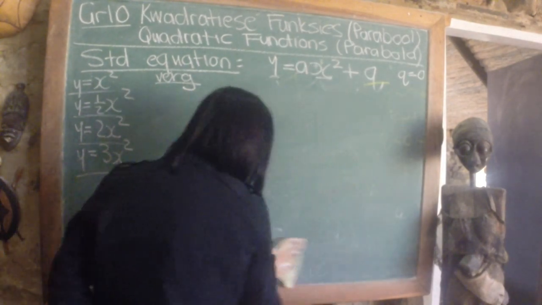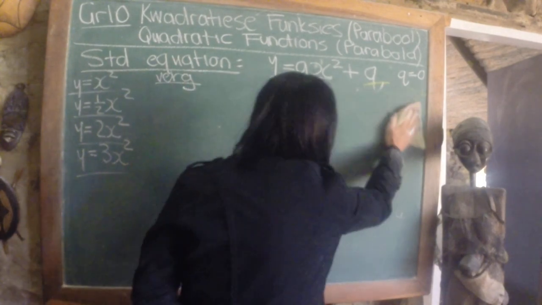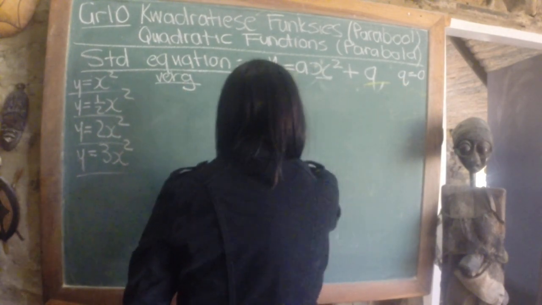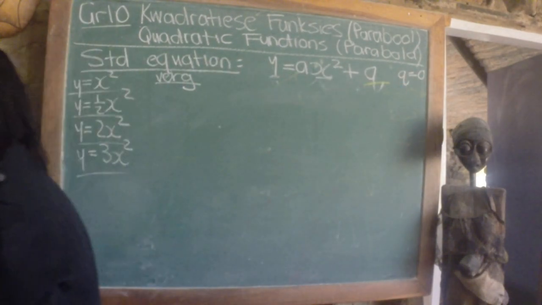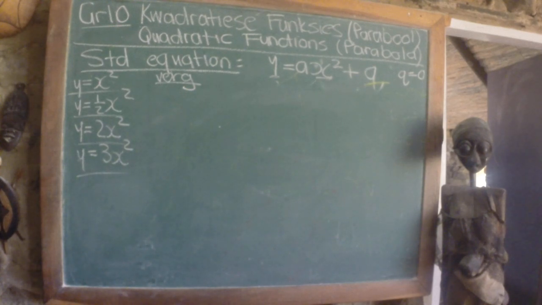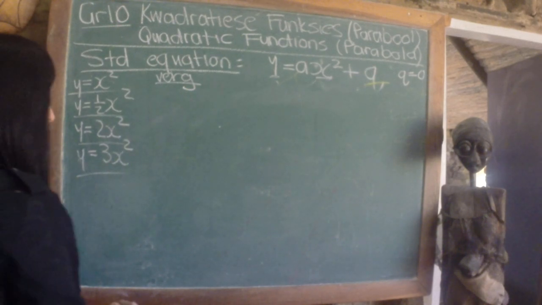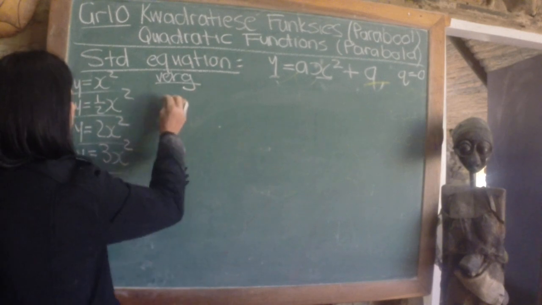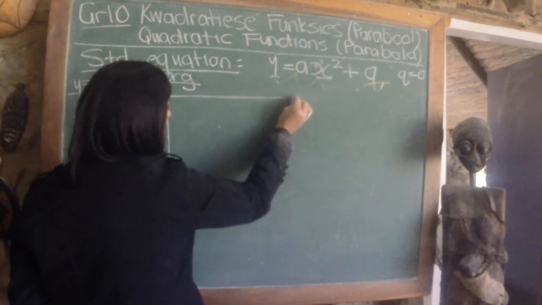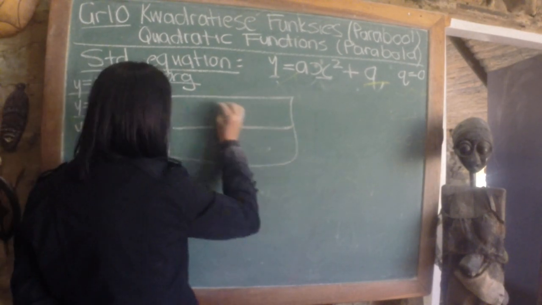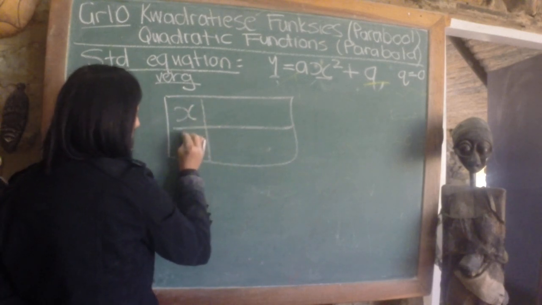When Q in a linear function where q equals 0, wat het ons gaan maak? Ons het 'n tabelletjie gaan teken. So ons gaan nou dieselfde doen. Because q equals 0, we're going to draw a little table.